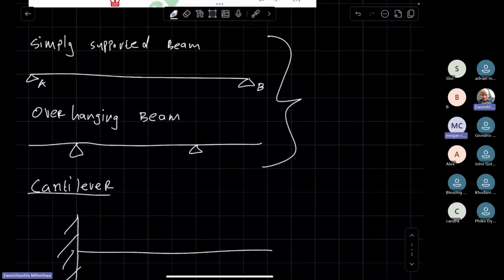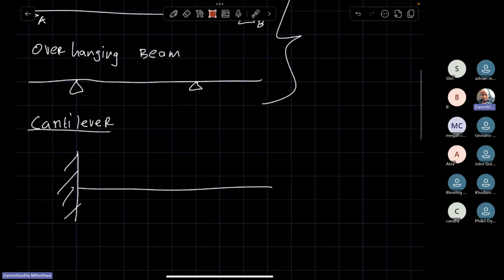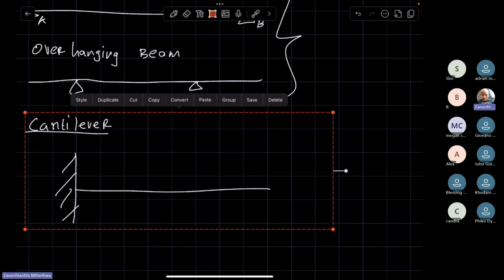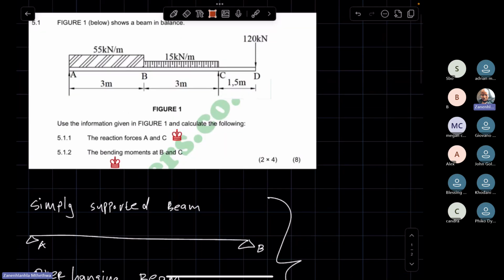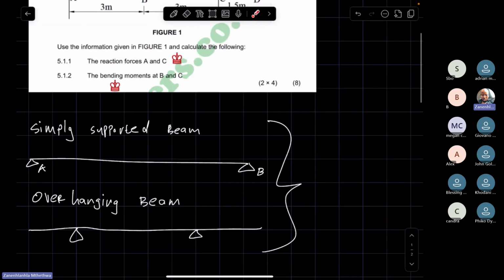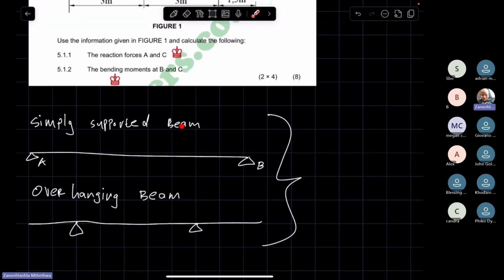Yes, sir. Now, all of this was to say that the reason why here they want you to calculate the bending moments at B and C is because for a simply supported beam, as well as an overhanging beam, the bending moments at the ends of the beam are always equal to zero. Are we clear?